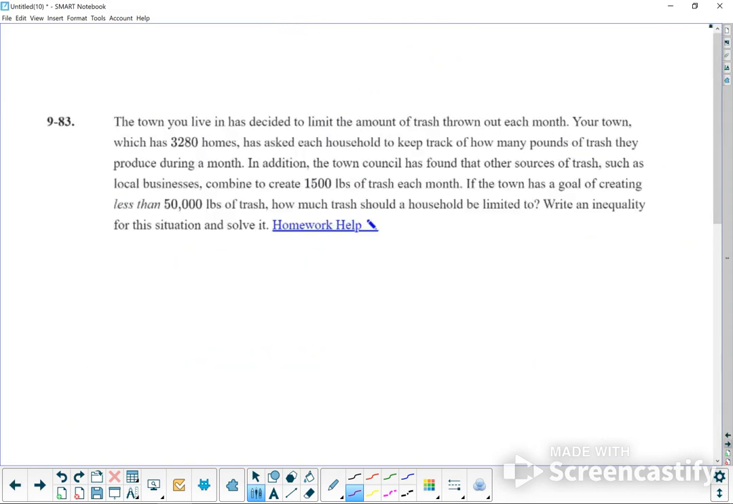83. The town you live in has decided to limit the amount of trash thrown out each year. Your town, which has 3,280 homes, has asked each household to keep track of how many pounds of trash they produce during the month. In addition, the town council has found that other sources of trash, such as local businesses, combine to create 1,500 pounds of trash each month. The town has a goal of creating less than.